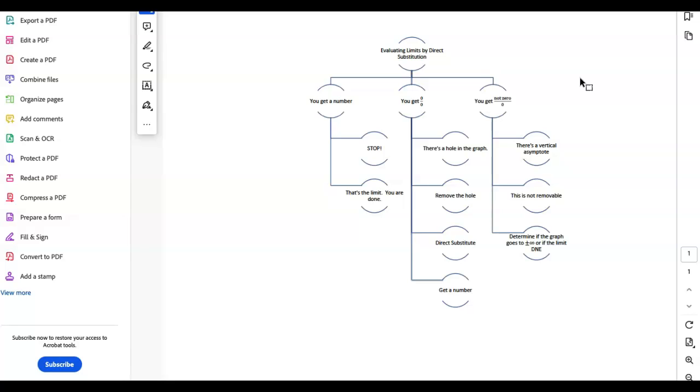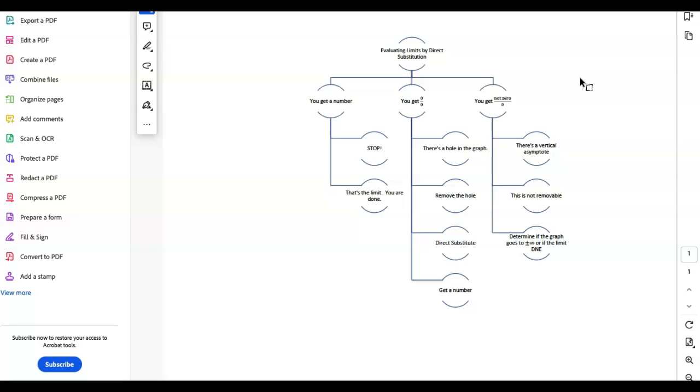Okay? Now here's the deal. Holes are removable discontinuities. If you get a 0 up top and a 0 on the bottom, then the factor that's causing the 0 is removable, right? Because you can cancel it from the top and bottom. So once you cancel it, by either factoring, multiplying by the conjugate, or getting a common denominator, once you actually remove that discontinuity, you'll be able to direct substitute again, and then you'll get a number. And so that's the limit.